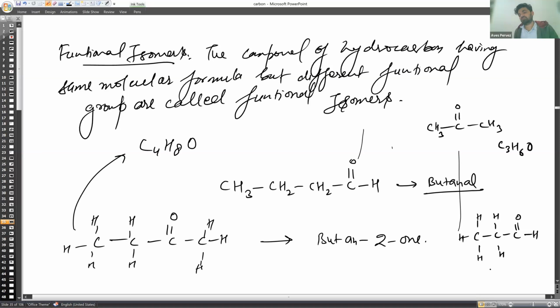What's the name of this one? This is propanal, and this is propanone. So they both have different functional groups. So we say the functional isomers: the compounds of hydrocarbons having same molecular formula but different functional groups are considered to be functional isomers. Note it down. Means different functional group but same molecular formula.